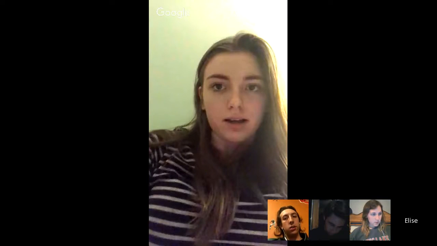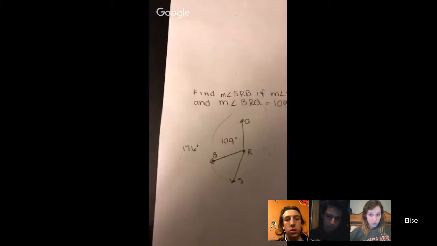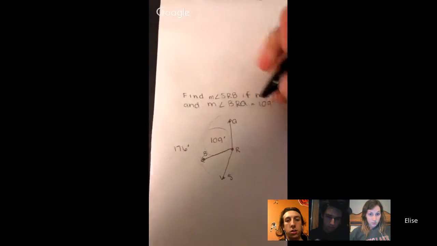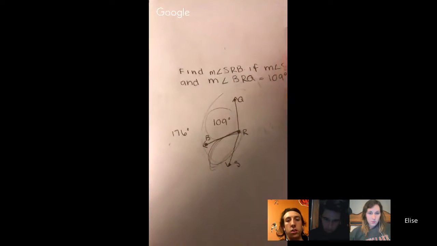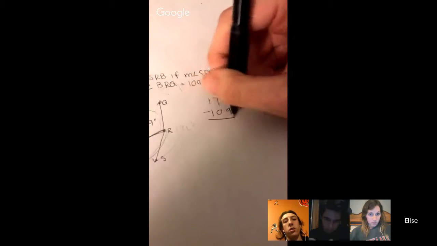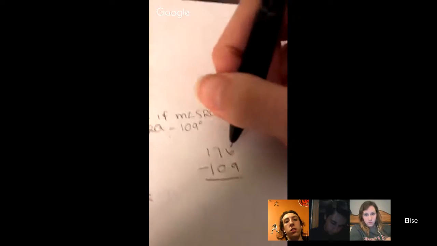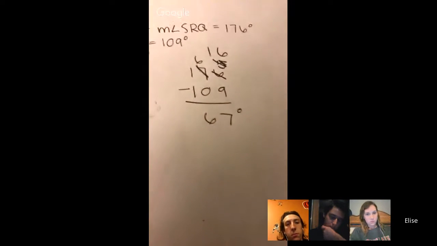So the way I did the problem was, the sum of this entire angle is 176, and then the sum of the angle up here is 109, which means that the angle here is the difference between 176 and 109. Do subtraction. Then your angle for the measure of SRB would be 67 degrees.